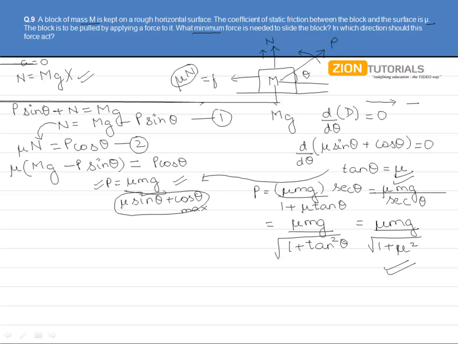So this is actually the minimum force that is to be applied in order to slide this box. Now here we can say that angle theta is tan inverse mu from here. So this much is the force and this much is the angle. That is, we have found out the whole force vector.